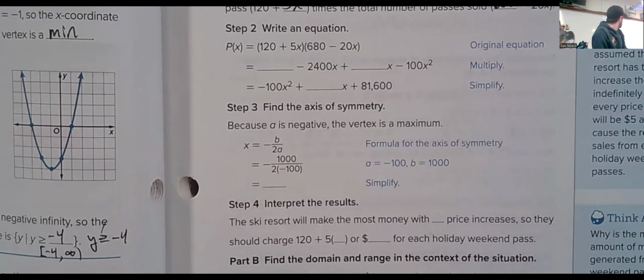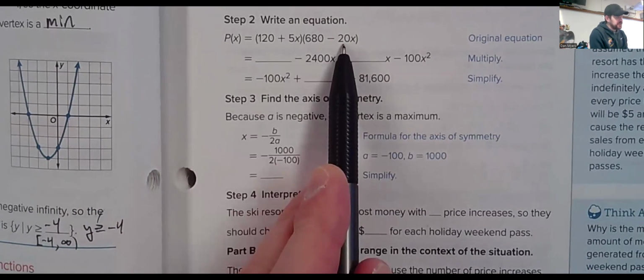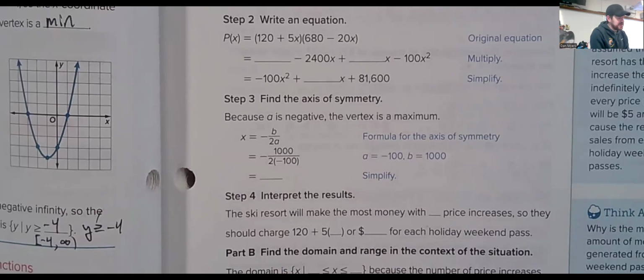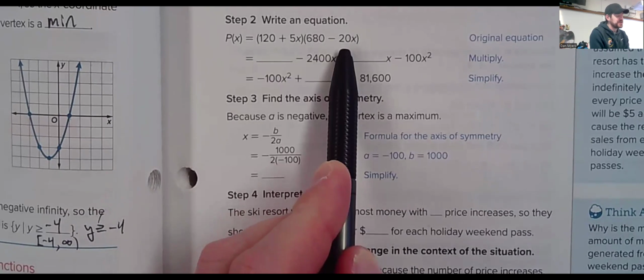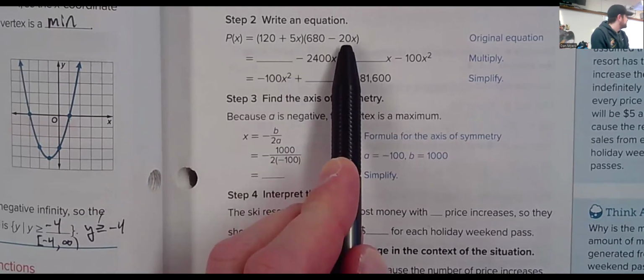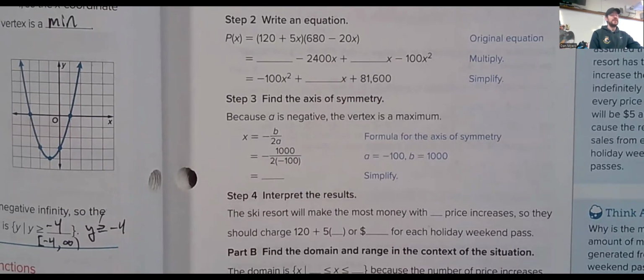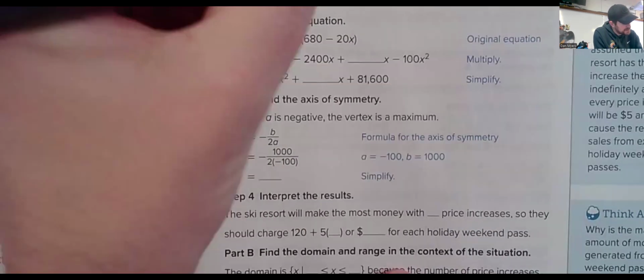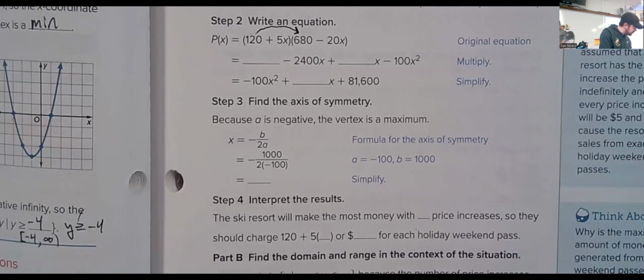Now, how do you get from here to AX squared plus BX plus C? Sorry, I keep saying Y. AX squared plus BX plus C. Anyway, what process can we do to multiply out these two sets of parentheses? Anybody remember? FOIL. Yeah, first, outer, inner, last. So we're going to do FOIL here. We're going to multiply 120 times 680. That's how much money they made last year. We already know that number.